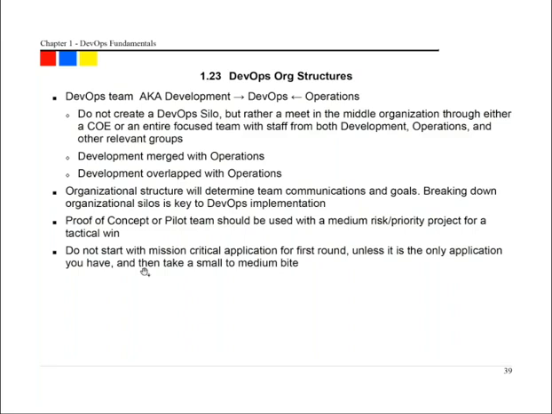So, question here. As an organization creates more DevOps teams, is there a method for organizing solutions and products at a higher portfolio or enterprise level?